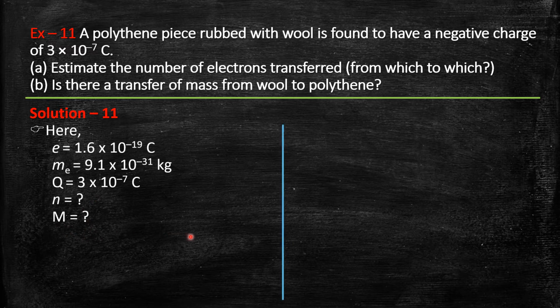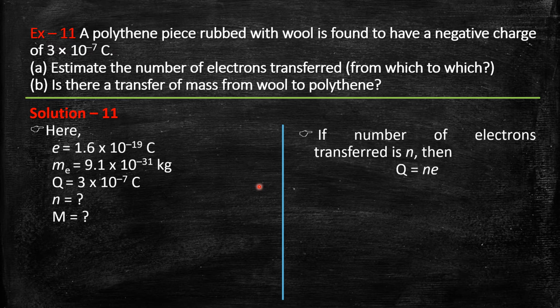So what to do? We know that if I have 1.6 into 10 raised to minus 19 coulomb charge for one electron, 3 into 10 raised to minus 7 coulomb charge is of how many electrons? So I can always find out the number of electrons with this formula. Now we are told that the polythene piece has negative charge.